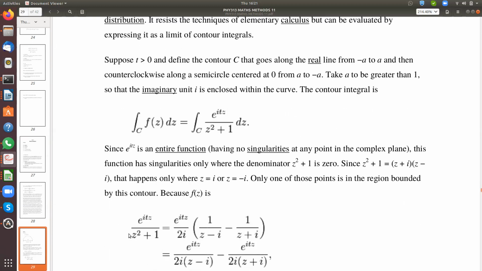So now they try to simplify this: exponential itz over z squared plus 1, which is this now. What they have done here is just expand this z squared plus 1, which is this now. If you expand this, they replace the whole of this with this, so it should now be this over this. It's just algebra, so you can rewrite this expression in this format using this principle.